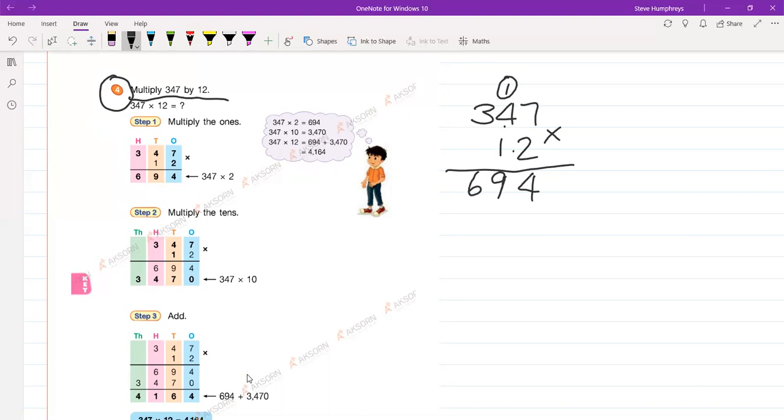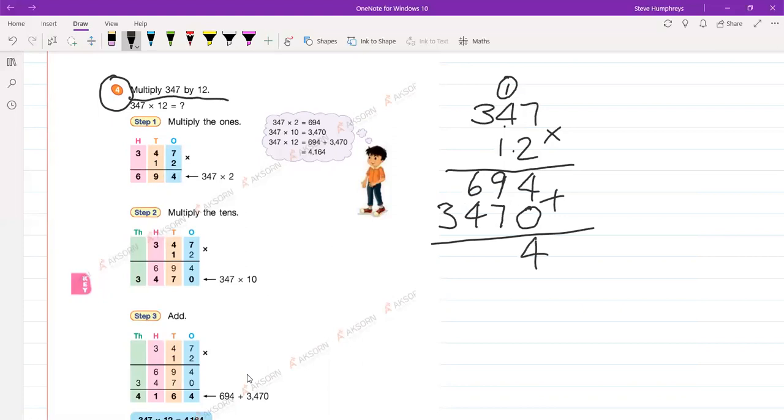Remember, we're going to multiply by the tens column now. Put your 0 here first. Multiplying by 1, that's easy. 1 times 7 is 7. 1 times 4 is 4. 1 times 3 is 3. Add those together to get your answer.